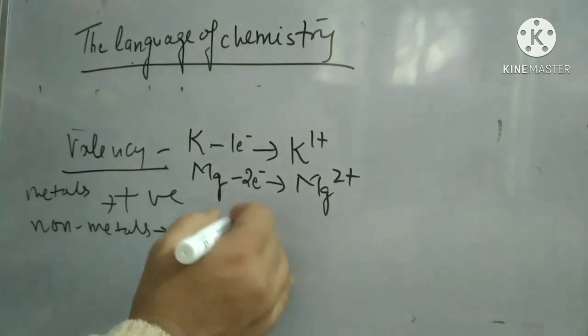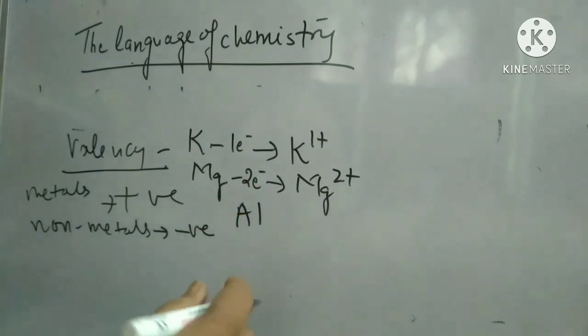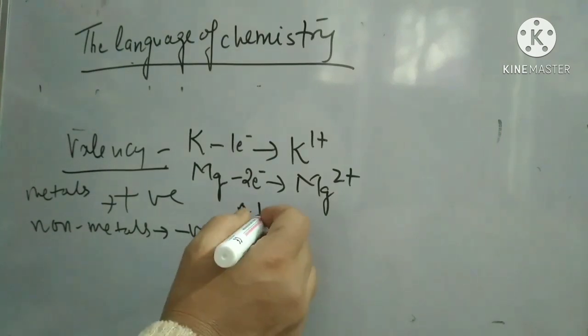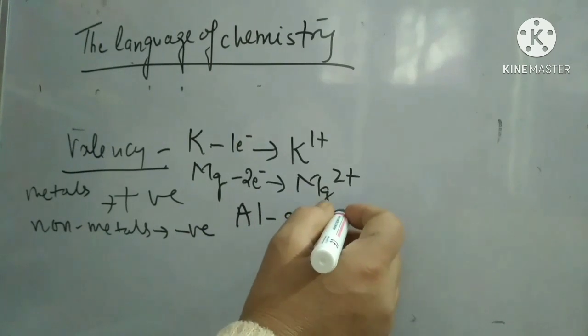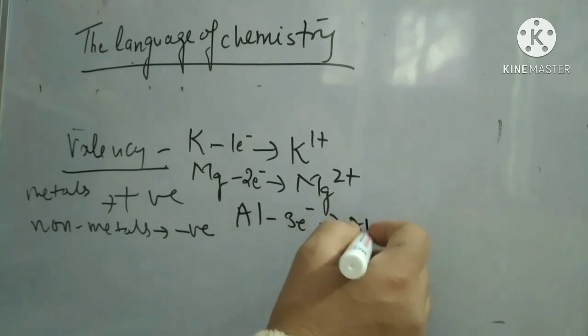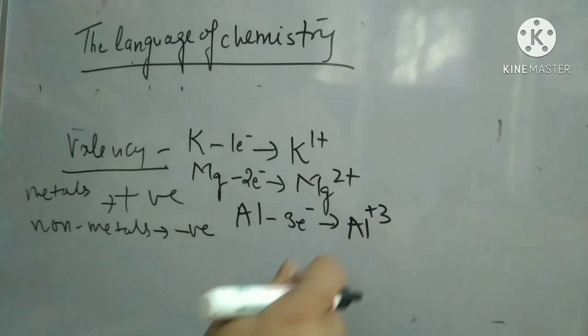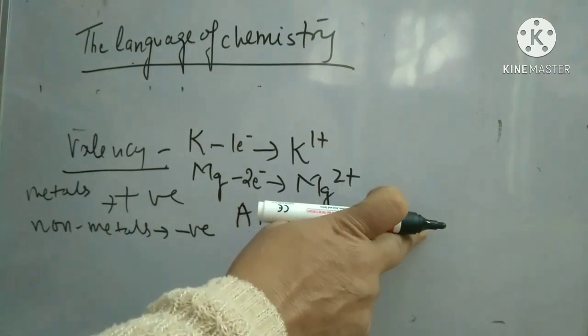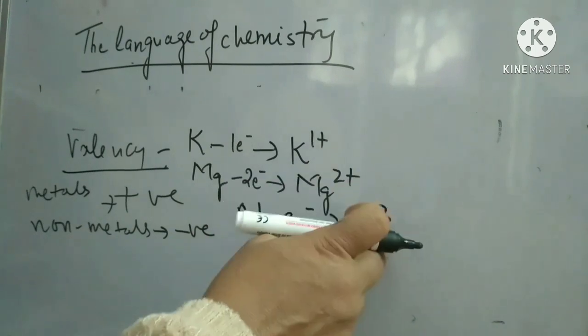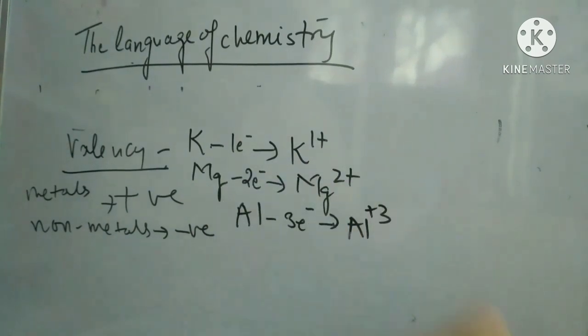Then aluminium has 3 extra electrons in its outermost shell. So it loses 3 electrons and becomes positively charged. So now aluminium is Al 3 plus. So plus 3 is the valency of aluminium.